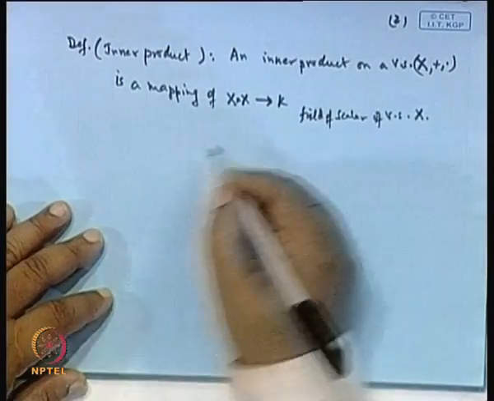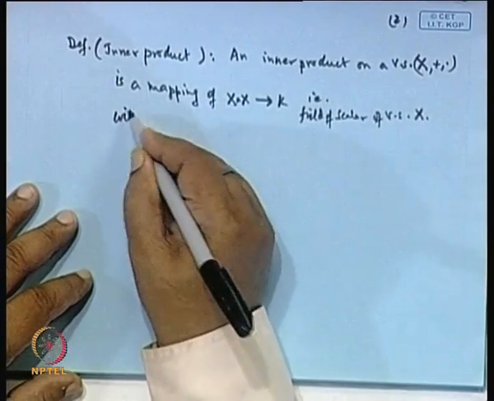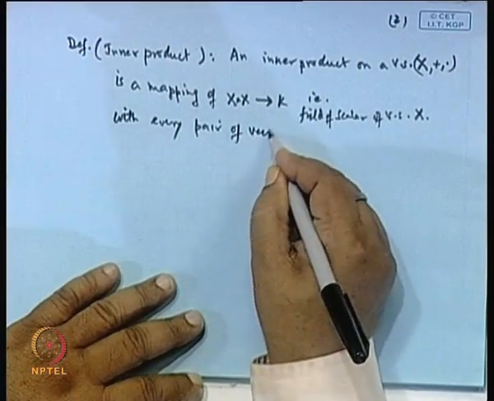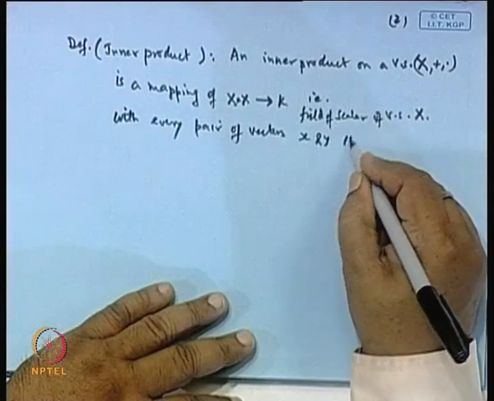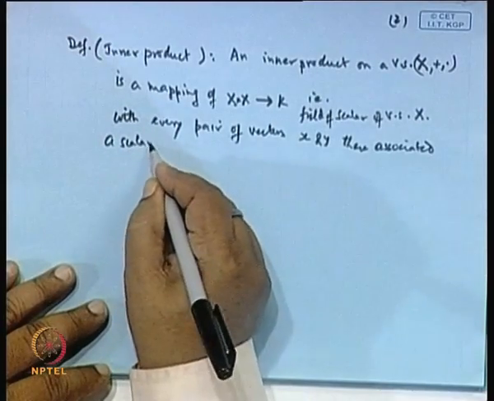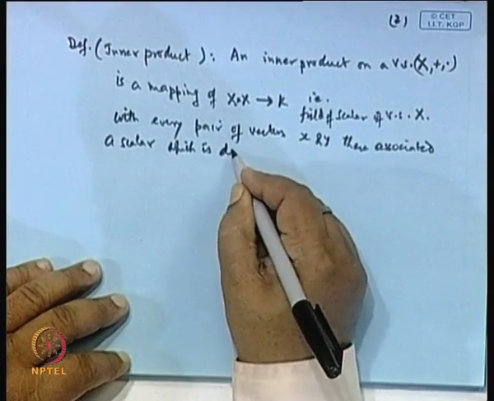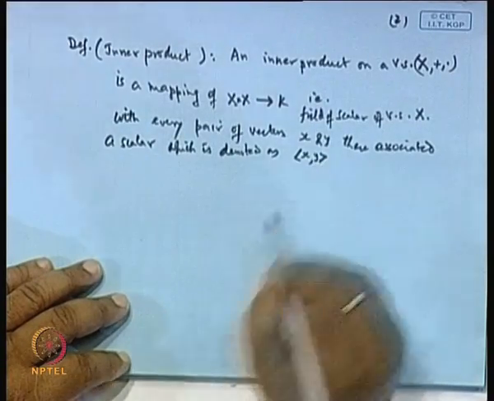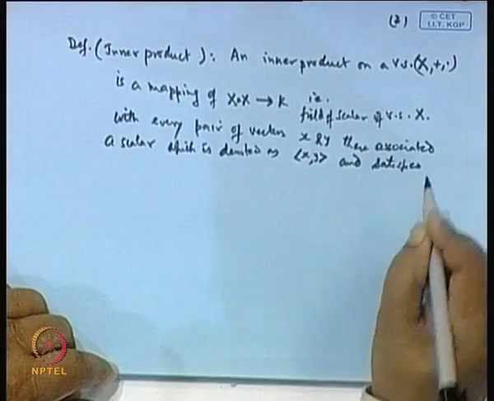That is, with every pair of vectors x and y, a scalar is associated. We denote this by x comma y, and it satisfies the following properties.